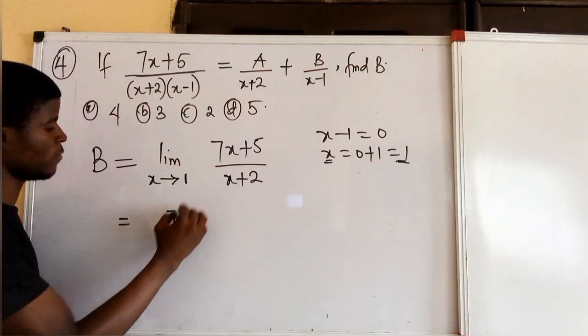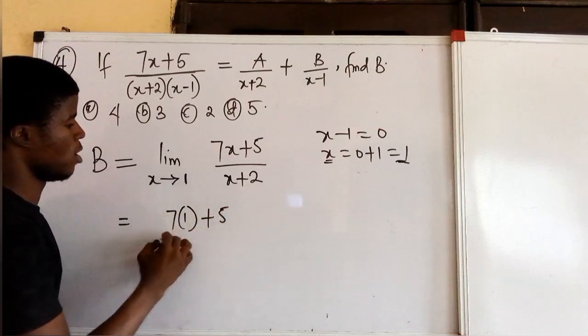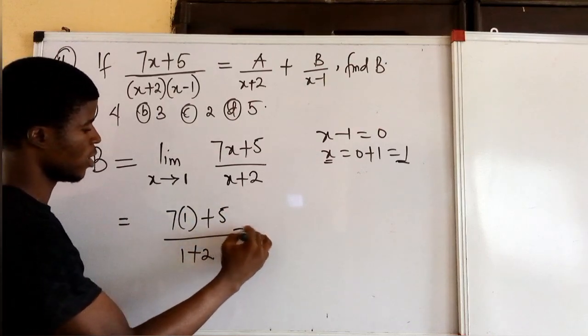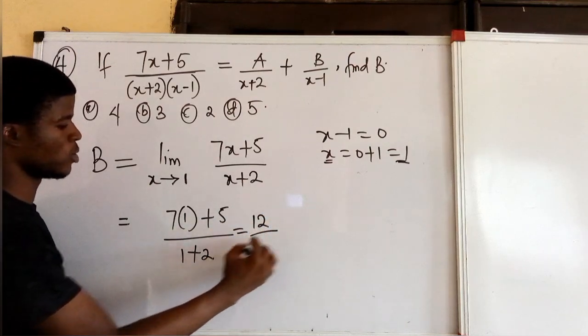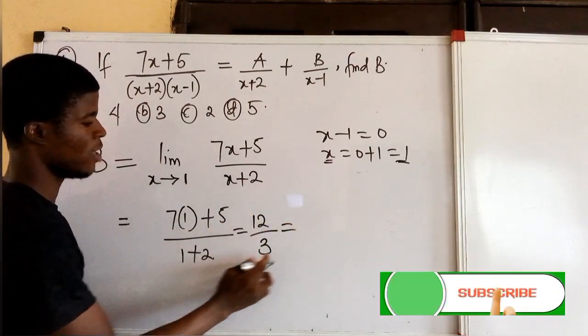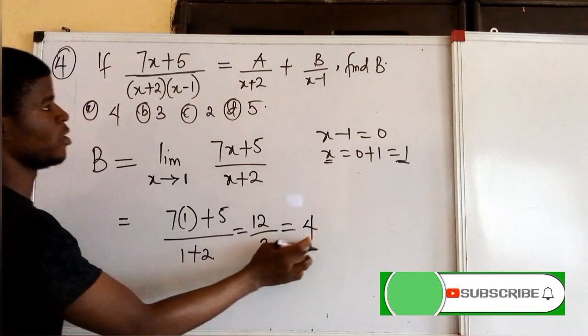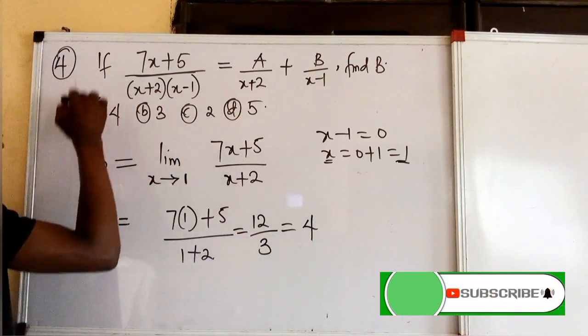So this is equal to 7 times 1 plus 5 all over 1 plus 2. 7 times 1 is 7, plus 5 is 12. 1 plus 2 is what? 3. 12 divided by 3 is 4. So the value of b is 4, option A.